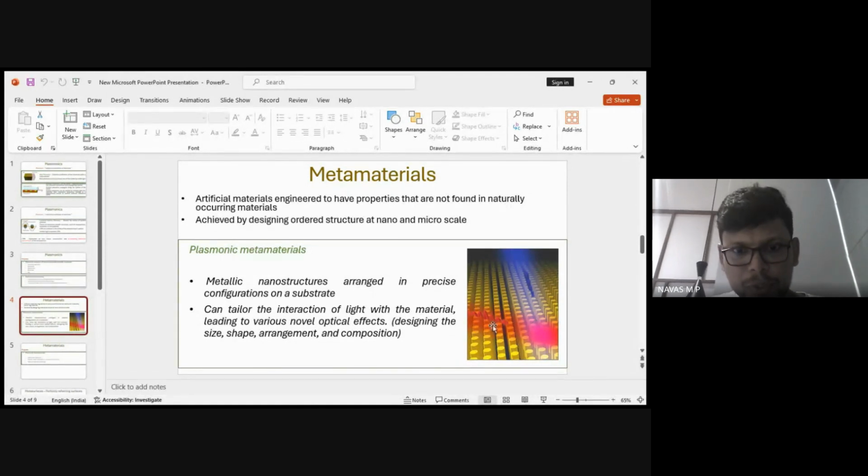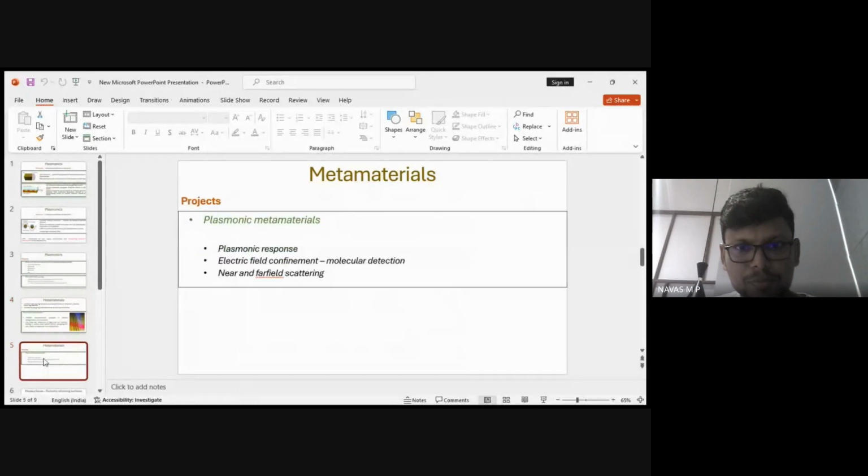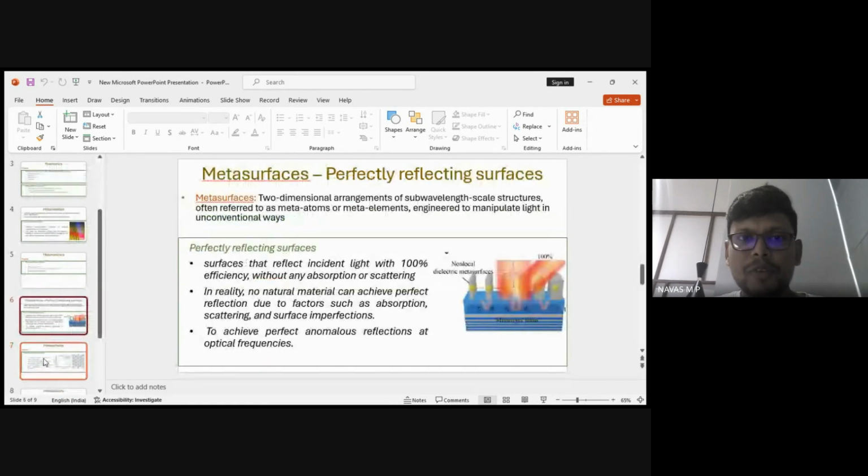And the second project is, okay, this is the project we have, plasmonic metamaterial, where we'll see the plasmonic response of a metamaterial. We'll also find out what the electric field confinement is in that, how we can use that for molecular detection, and then we'll find out how near field and far field scattering is happening in these materials. So the next set of materials is perfectly reflecting surfaces.